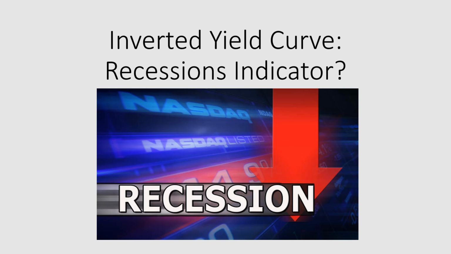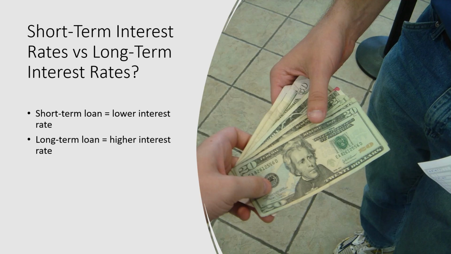Let's take a look at how well the inverted yield curve predicts recessions and the reasons why. Because it's risky to wait a long time before getting a loan paid back to you, normally you and the borrower will agree on lower interest rates for shorter payback periods and higher interest rates for longer payback periods.